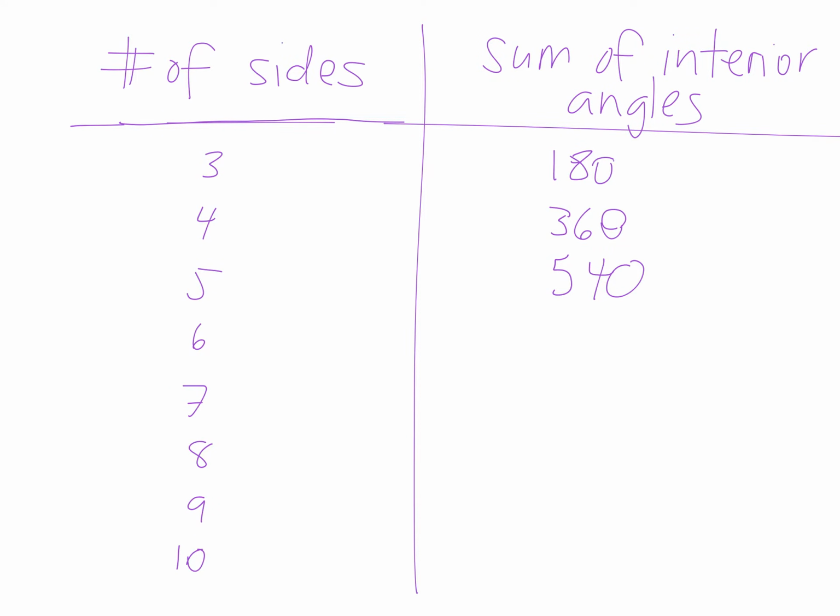6 sides. 720. Good. Good. 900. 8 sides. Yes. 1,080. 9 sides. Copper. 1,260, and a 10-sided shape.